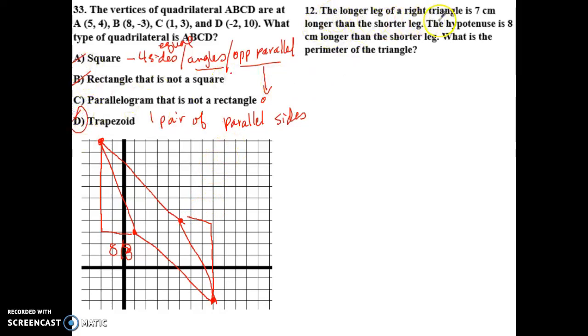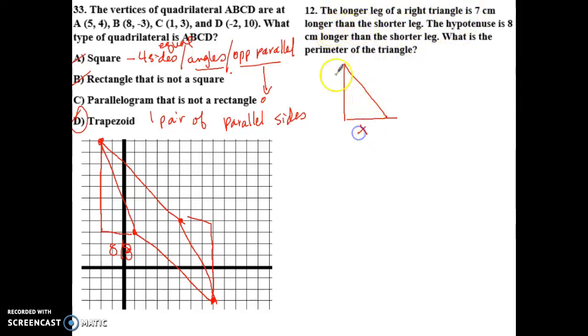The longer leg of a right triangle. Oh my God, I got 4 minutes. And this is the last one. The longer leg of a right triangle is 7 centimeters longer than the shorter leg. It is late.